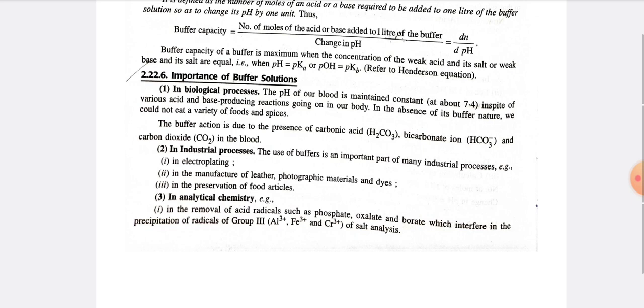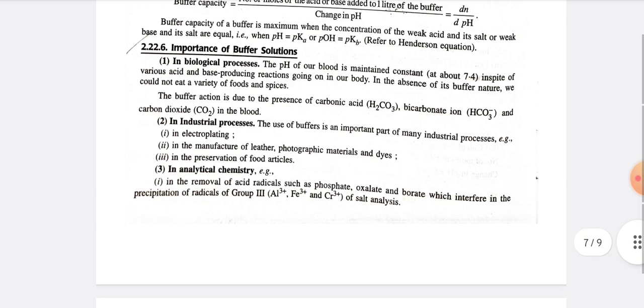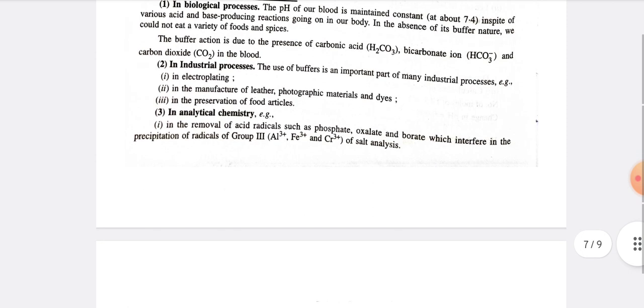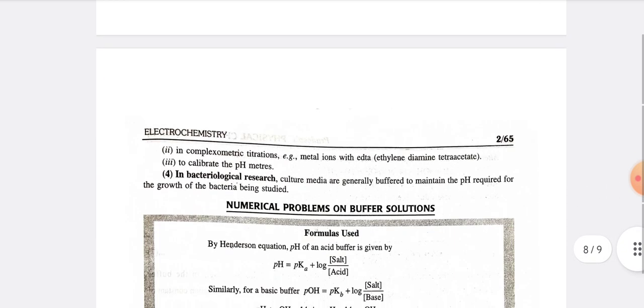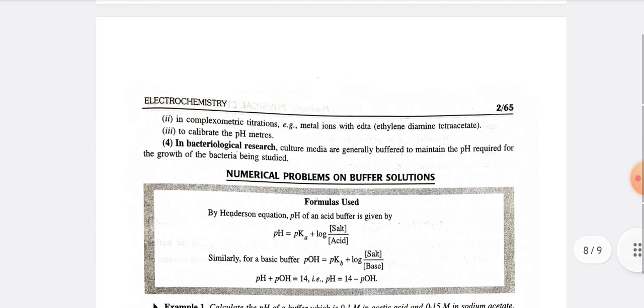In industrial processes, the use of buffer is an important part of many processes: in electroplating, in the manufacture of leather, photographic material and dyes, in the preservation of food articles, in analytical chemistry, in the removal of acid radicals such as phosphate, oxalate, borate, which interfere in the precipitation of radicals of group 3, Al3+, Fe3+, Cr3+ of salt analysis, in complexometric titrations of metal ions with EDTA, and to calibrate pH meters. In bacteriological research, culture media are generally buffered to maintain the pH required for the growth of the bacteria being studied.